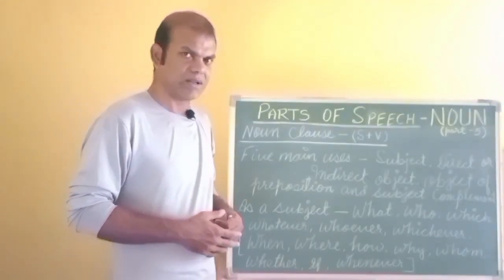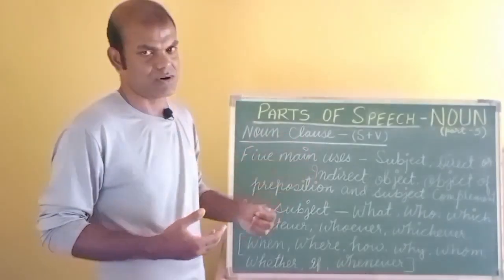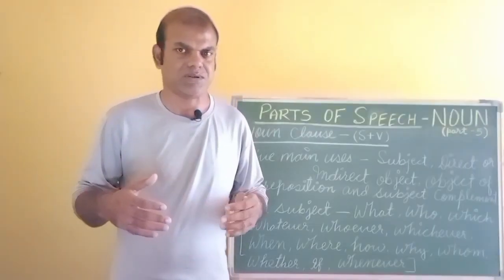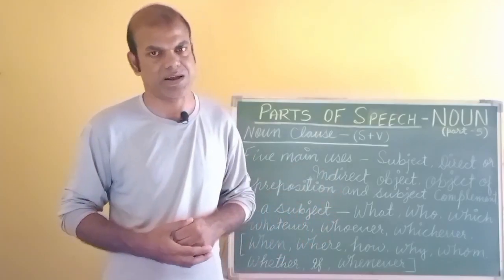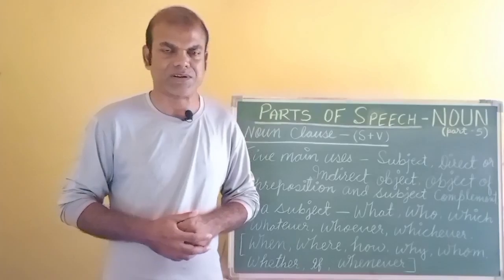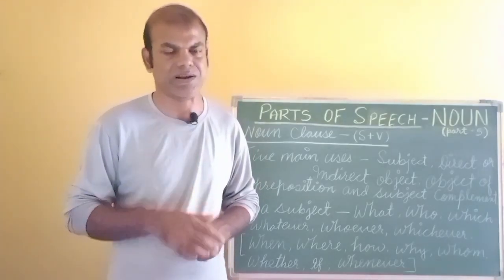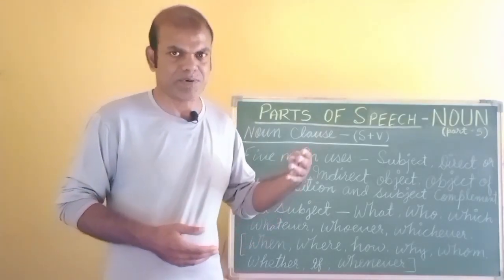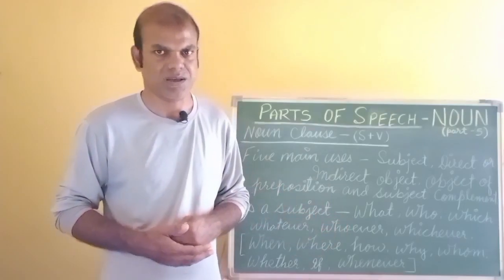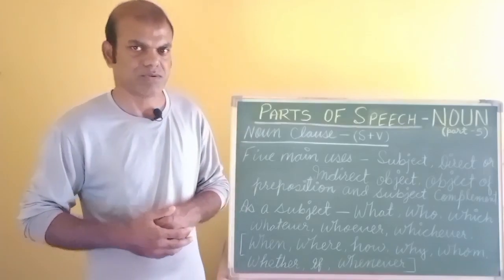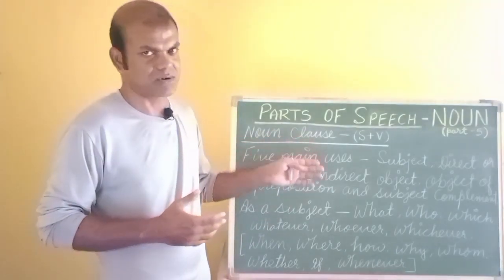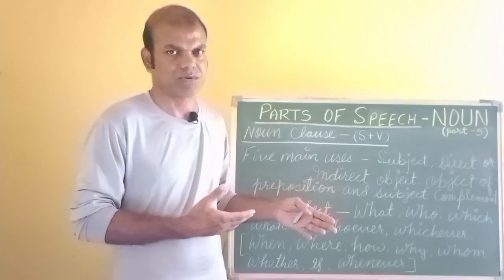So before starting the lesson, we should know what a clause is. A clause is a collection of words that must contain a subject and a verb, and every sentence has at least one independent clause. Independent clause and dependent clause, I'll make a separate video on those clauses. Today we are going with the noun clause. We'll understand about the noun clause.